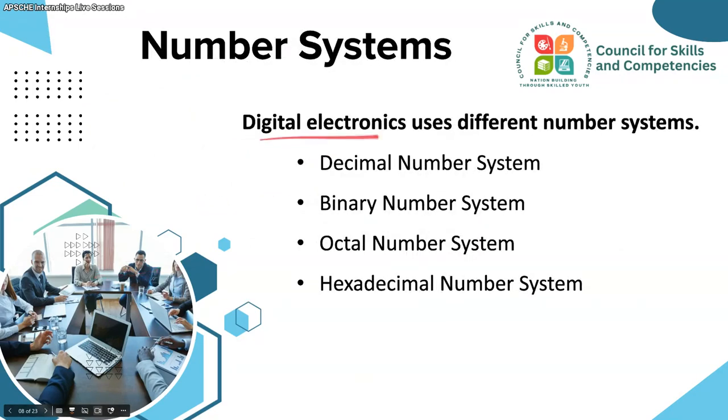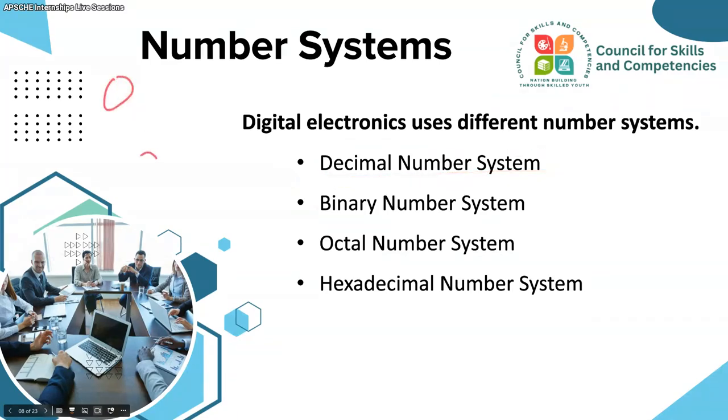Digital electronics uses different number systems. Why? Because when you talk about the evolution, the number systems evolved. They thought it is from 0 to 9. That is where the decimal number system comes from. That means 0 to 9, there are 10 numbers. Using those numbers, they created a number system called the decimal number system.